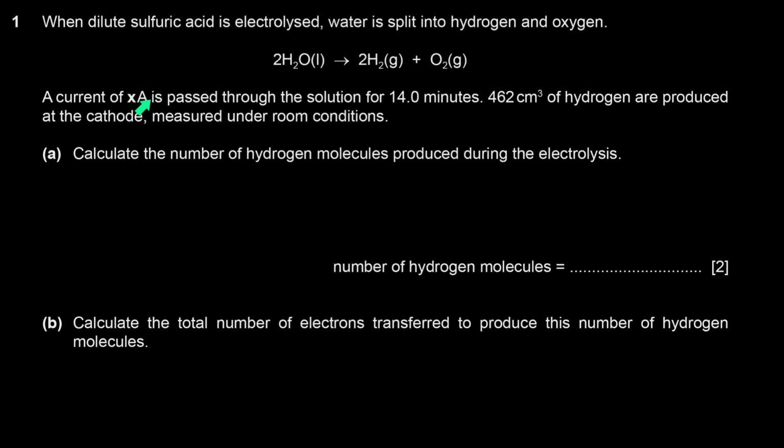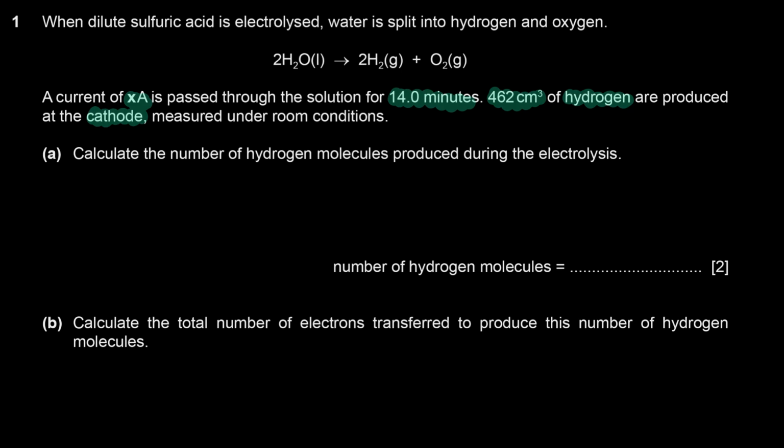A current of X amperes is passed through the solution for 14 minutes. Okay, so we have a current of X amperes. We don't know what current we're passing, but we're passing it for 14 minutes. And we see that 462 centimeters cubed of hydrogen gas are produced at the cathode.